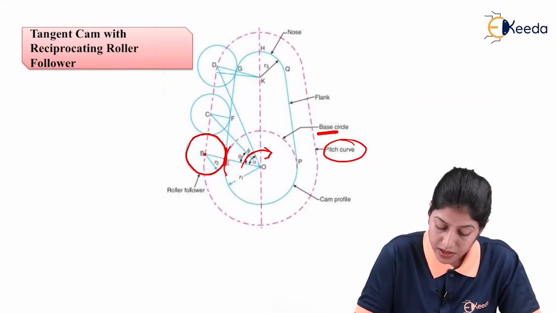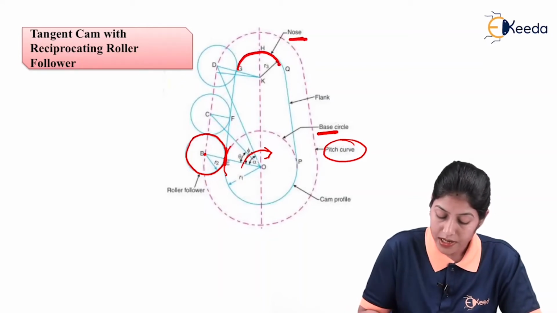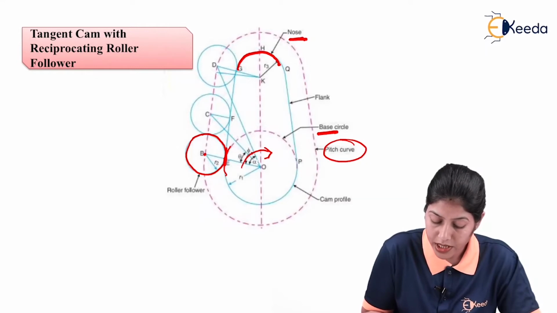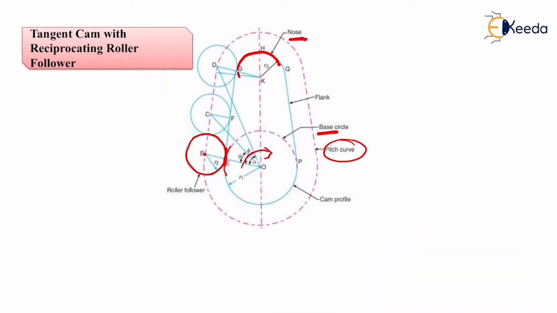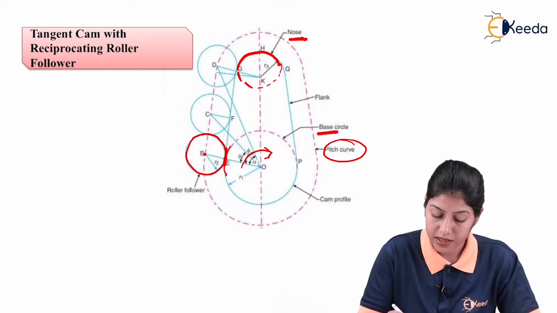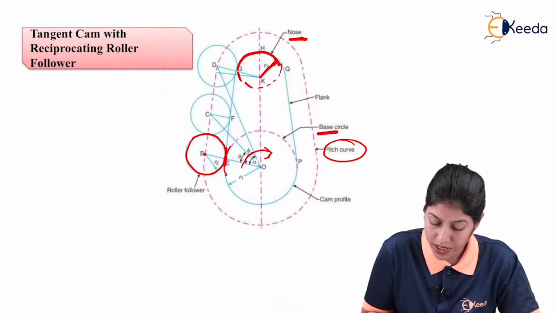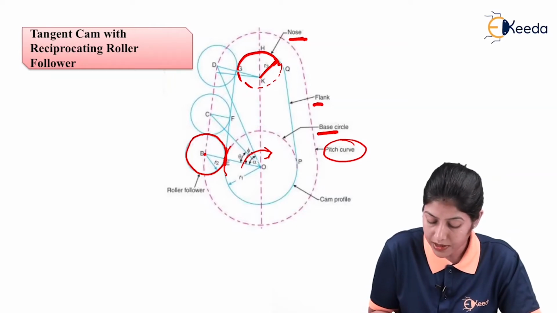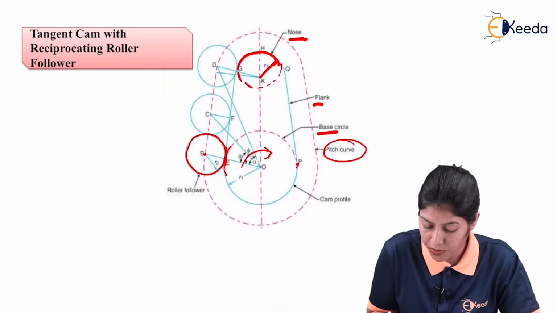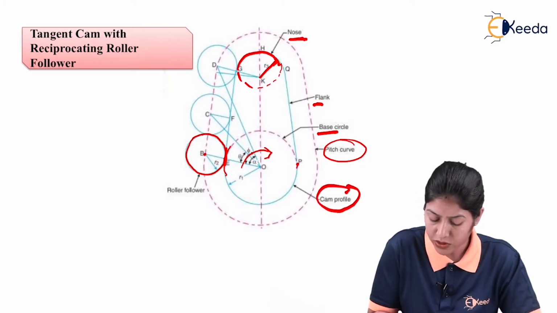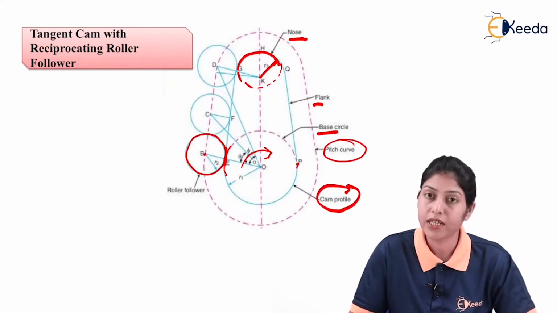And the second curved surface is called the nose. Let us consider a circle for this curve with one radius. Here the straight lines which are joining this nose circle and the base circle are called flanks. And this overall profile is called the cam profile. So this is the basic terminology of the tangent cam.